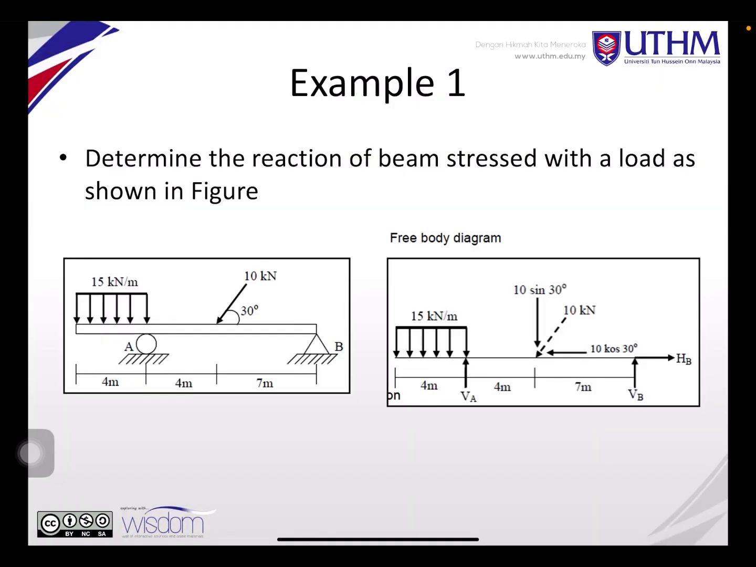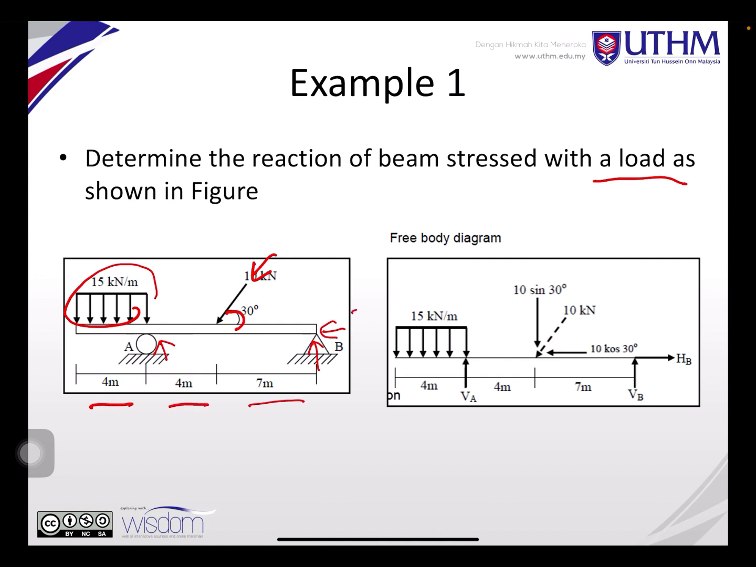Okay, so example 1: determine the reactions of the beam stressed by the load as shown in this figure. You can see that support A is a roller support and B is a pin support. Then you have a uniformly distributed load here, with an inclined 10 kilonewton load at 30 degrees. The distances are 4 meters and 7 meters.